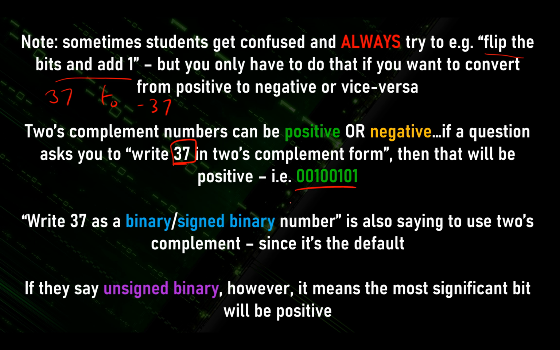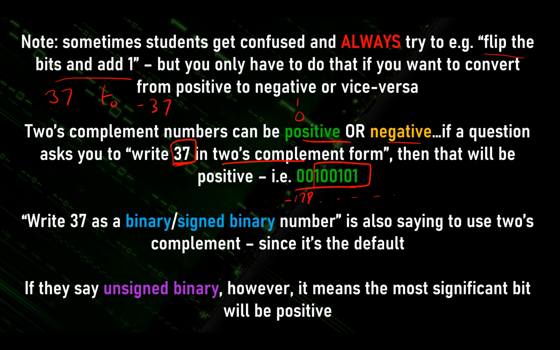And that's going to be this, because again we have -128, then 64, 32, 16, etc. And 37 is going to be 32 plus 4 plus 1, which is what we see here. So if it says write in 2's complement form, that can be positive or negative. It's negative if it starts with a 1, and obviously if it starts with a 0, it's going to be positive.